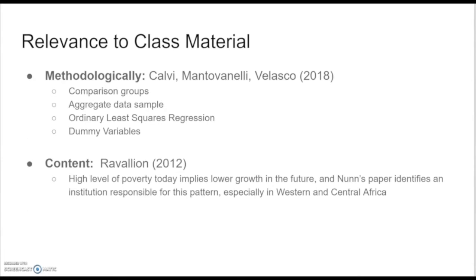This relates to class material methodologically. It is very similar to the Calvi, Montanelli, and Velasco paper through the use of comparison groups and aggregate data samples. And in terms of content, it highlights and is similar to the Ravallion paper, which shows how high levels of poverty today imply lower growth in the future. Nunn's paper does a good job of identifying a specific institution which supports this trend.